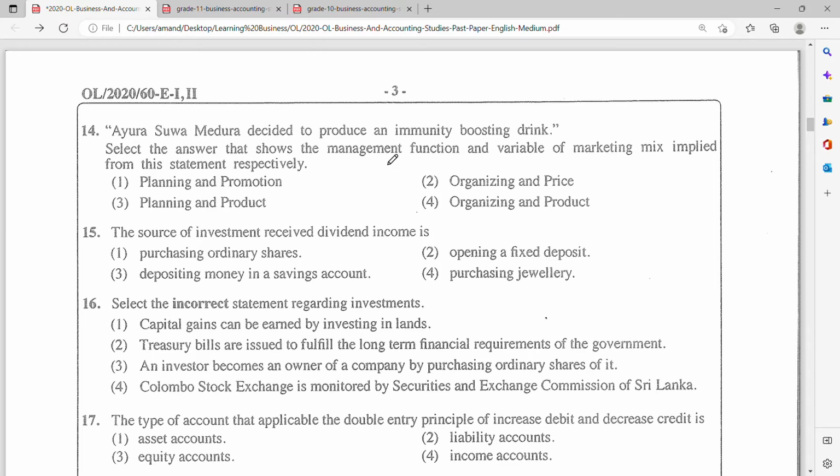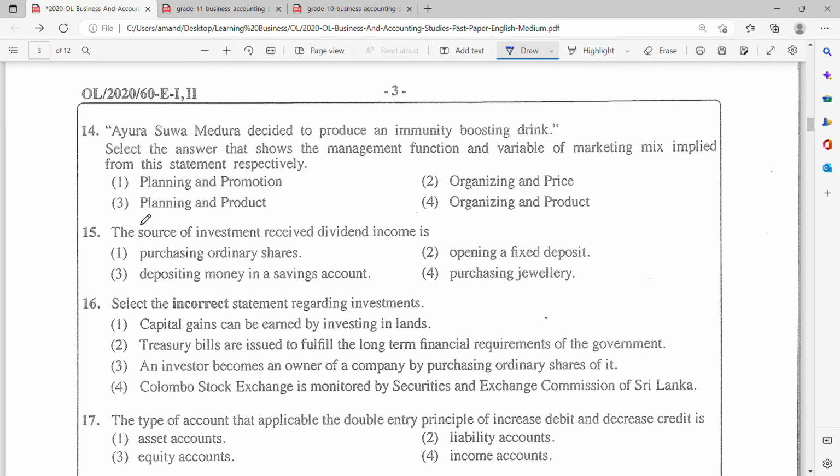Now what marketing mix element are they referring to here? We know there are 4 elements in the marketing mix: product, price, place and promotion. Now here they are clearly talking about an immunity boosting drink. It is clearly product. So answer is 3.